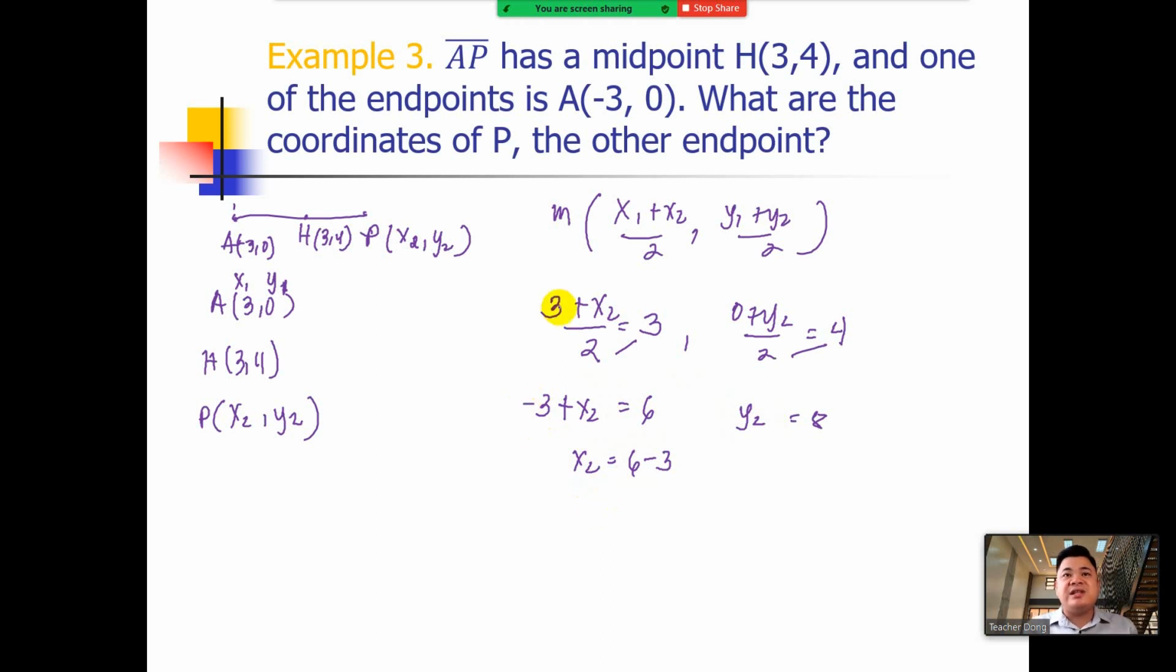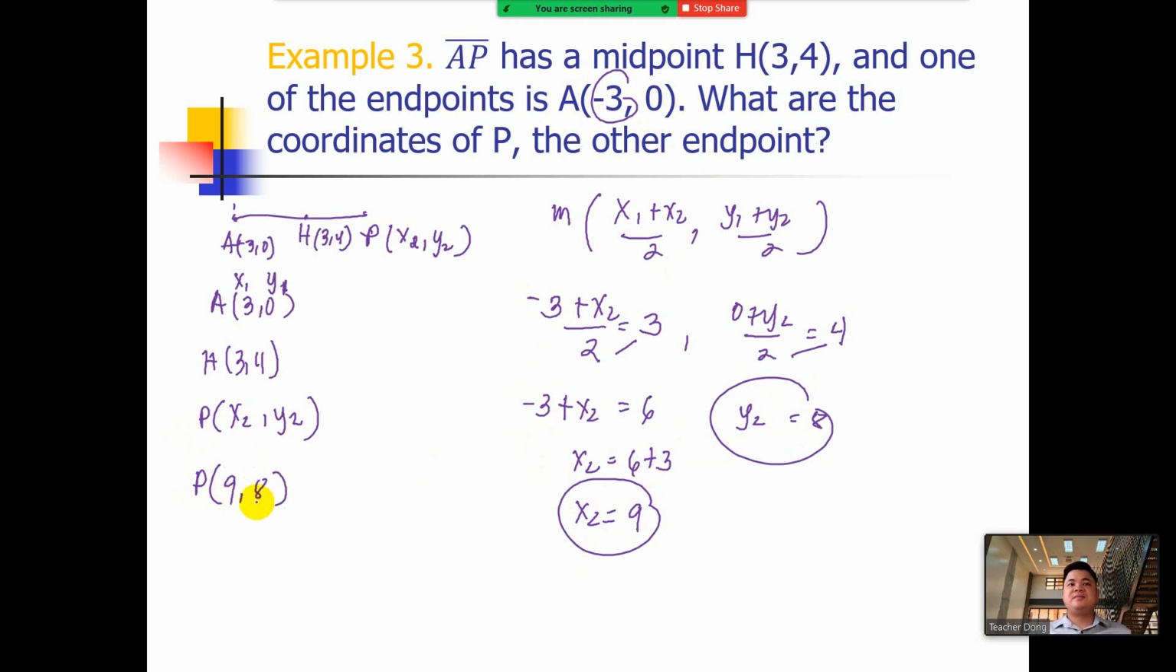Okay, so for A, it's negative 3. I'm sorry for that. So this will become positive 3. According to the given, it's negative 3. Okay, so x sub 2 equals 6 plus 3 equals 9. So therefore, the coordinates of P are 9, 8. Okay, so I forgot to put negative 3 for this.